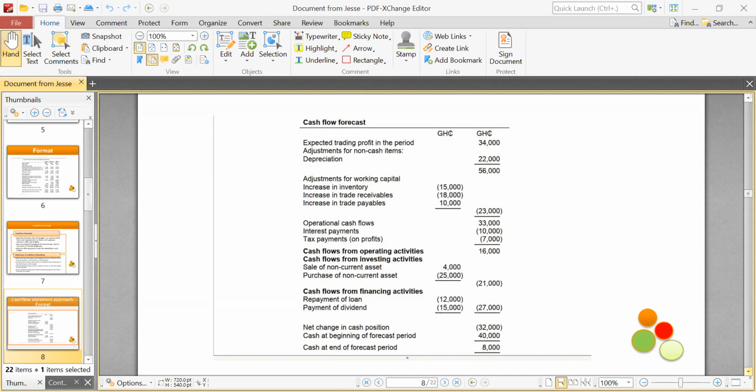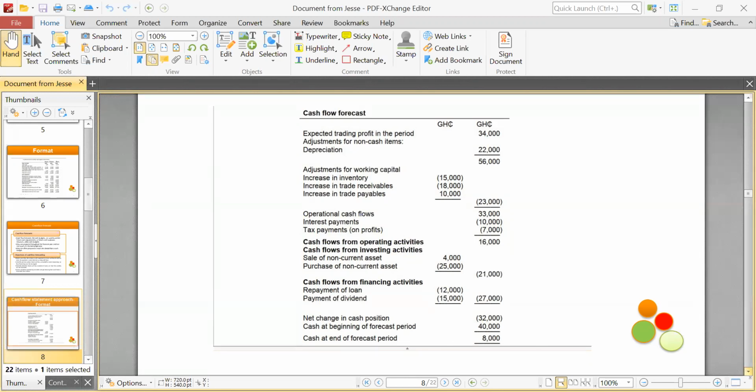Then for financing activities, can anyone explain that? I think it focuses on the financial activities of the organization in terms of how to finance the company, either through debt or equity. Fantastic. That's the perfect definition. Okay, so that's it with the cash flow forecast.